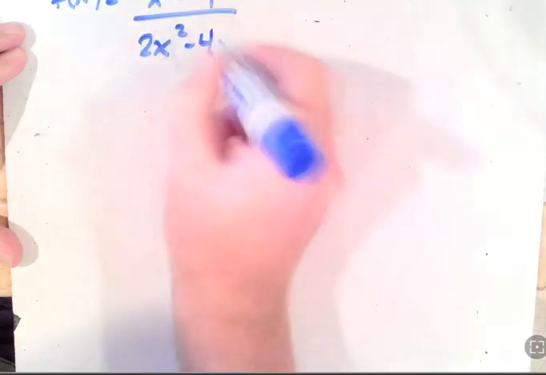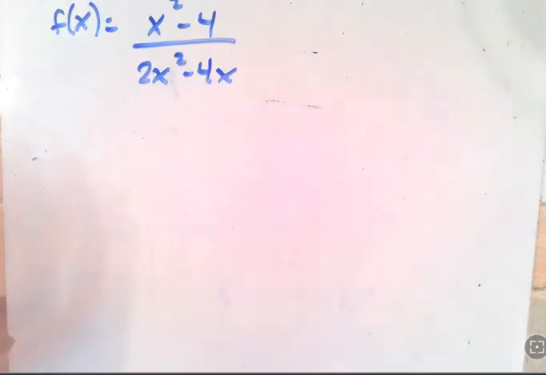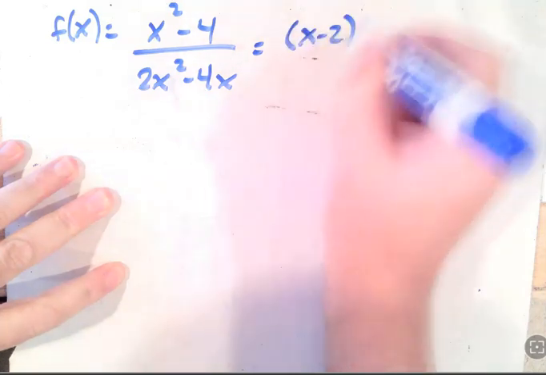And this one is f of x equals x squared minus 4 over 2x squared minus 4x. So, remember the first step. We got to factor it. So up top, I'm going to factor, and I'm going to get x minus 2 times x plus 2.